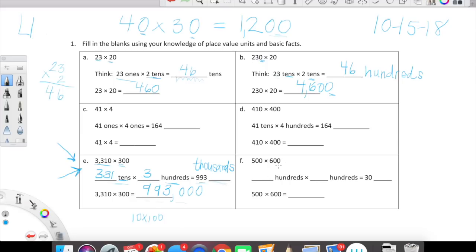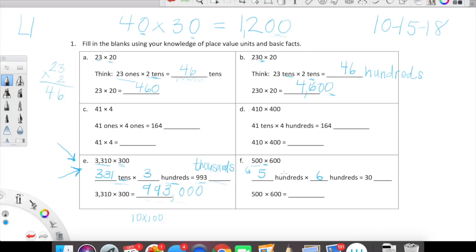Let's look at one more here. In this problem, we are looking for the product of. Remember, the product of is just the fancy term for the answer to a multiplication problem. We have 500 times 600. So here on the first line, what we're going to do is rewrite that expression in unit form. So we have 5 hundreds times 6 hundreds.